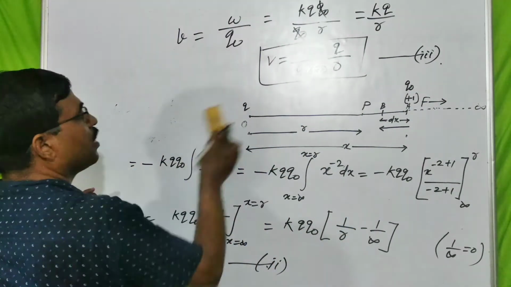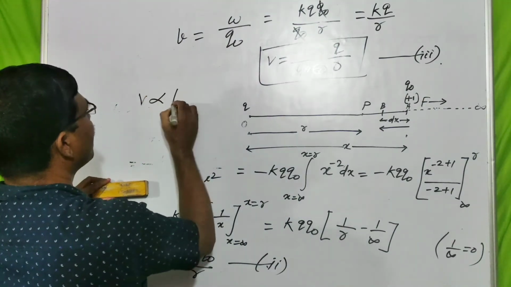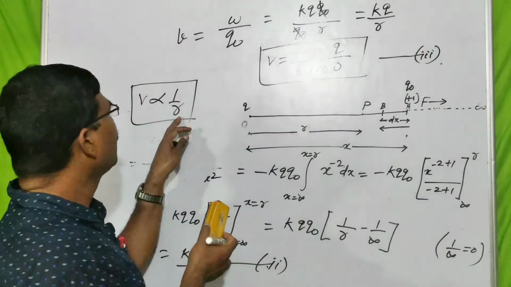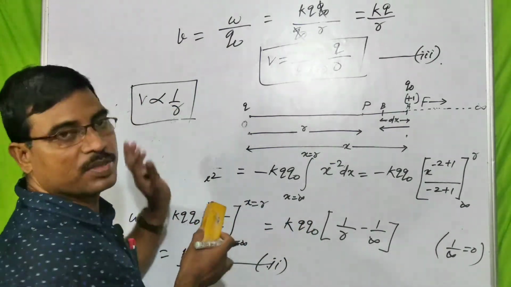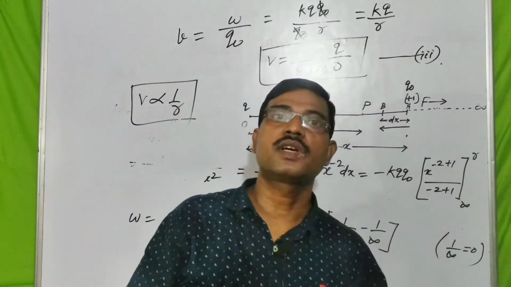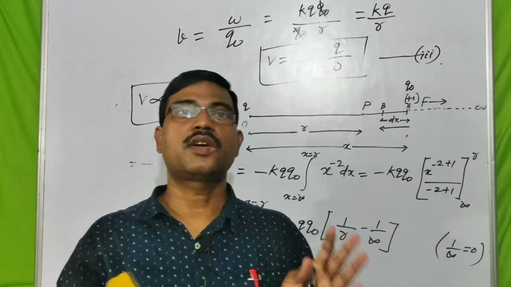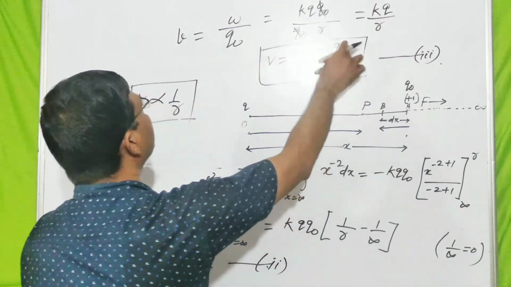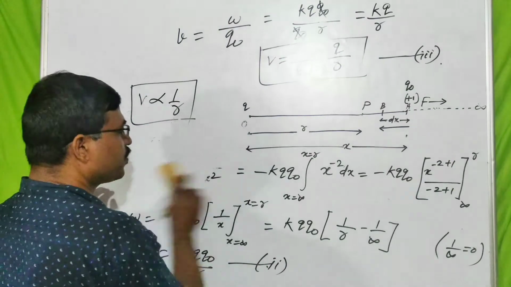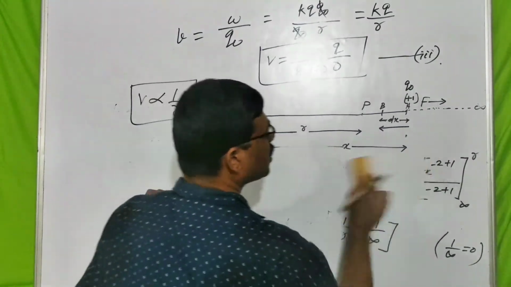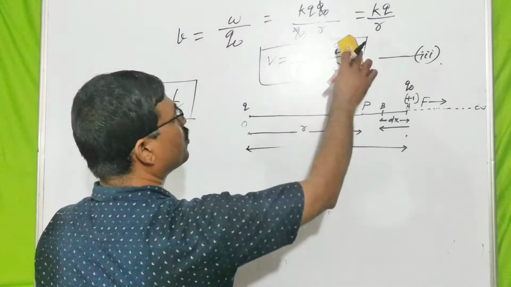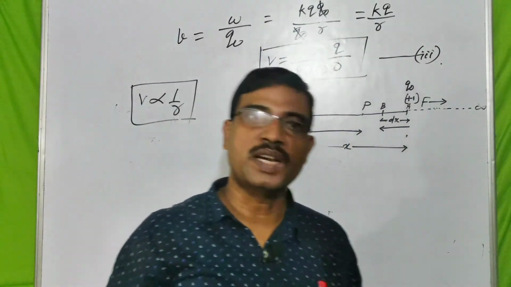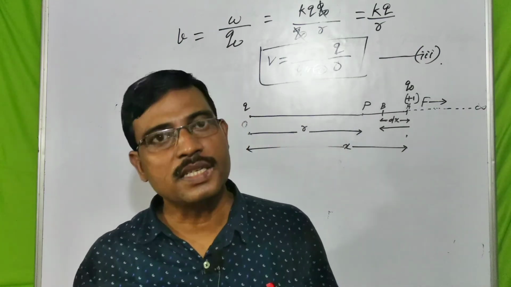So can you understand now? How are they related? V is proportional to 1 by r. More distance, less potential, and vice versa. But electric potential due to a single charge or point charge is always spherically symmetric. Then come to the point: if Q is positive, potential is positive. This is the special significance. If Q is positive, V is positive. If Q is negative, V is negative. So for a positive charge, potential is maximum. For a negative charge, potential is minimum.